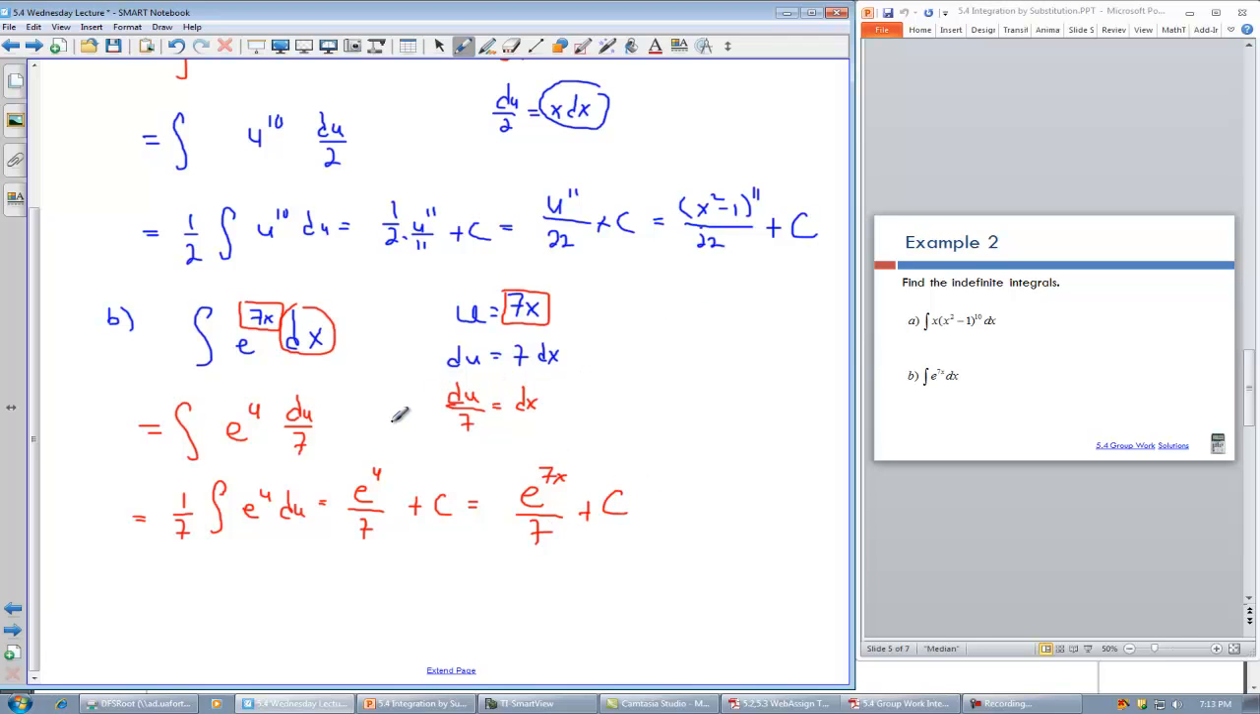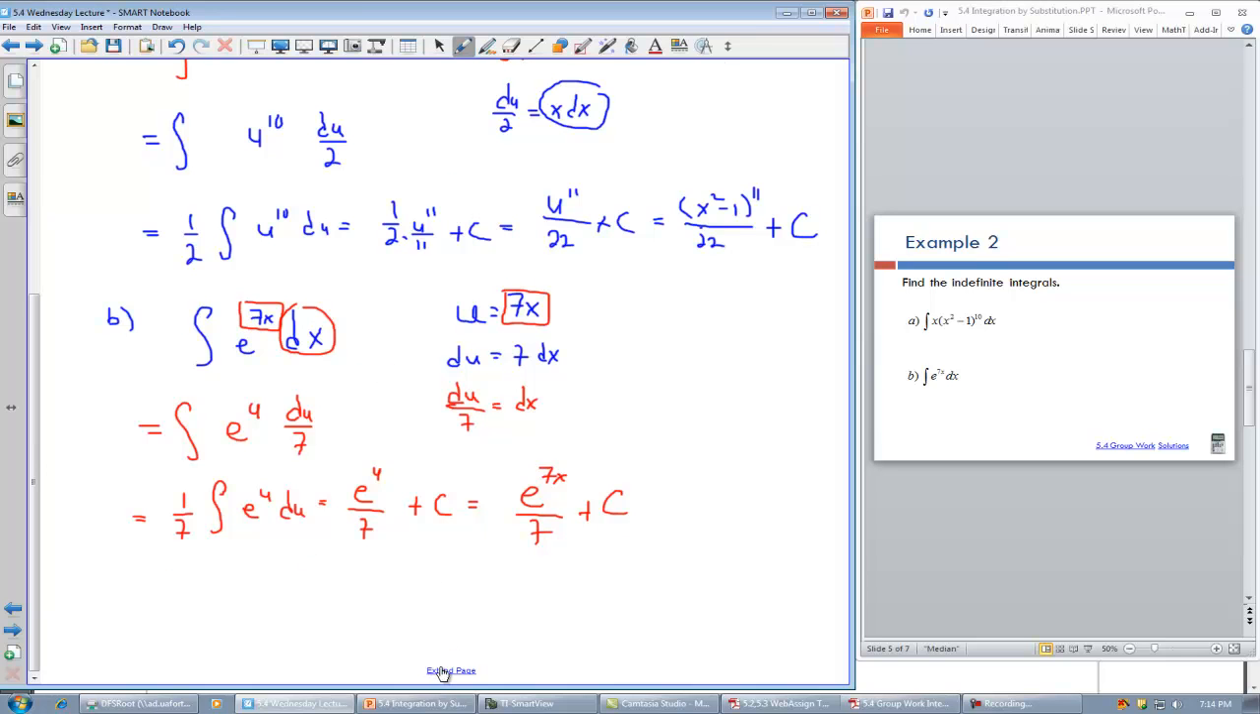And remember, you can check your answers here. It just becomes a little bit harder because the functions are harder. So if you want to check your answer, take the derivative of this thing. So the derivative of e to the 7x divided by 7 is e to the 7x times the derivative of the inside, which is 7, so the 7's cancel, plus 0, and you just get e to the 7x back.